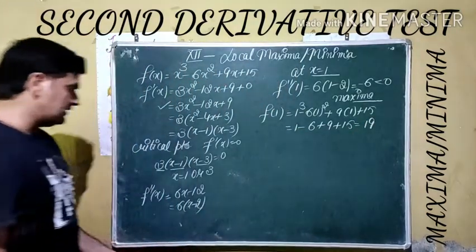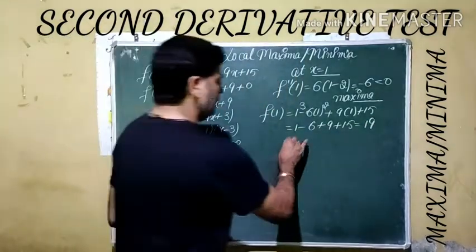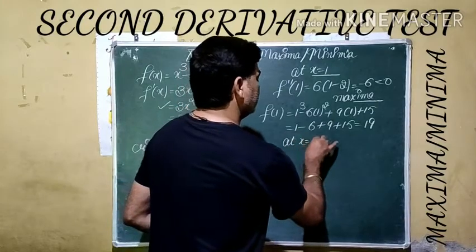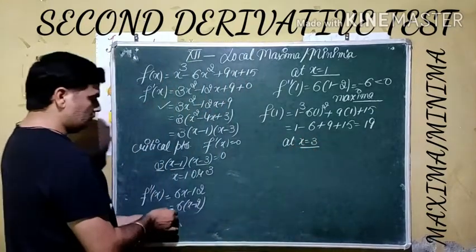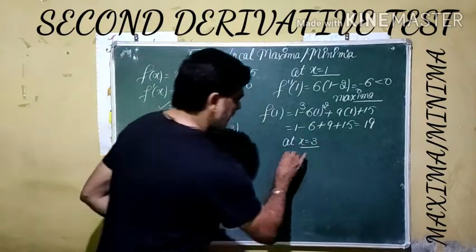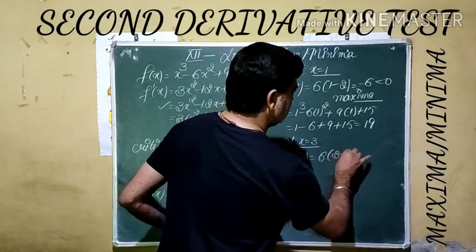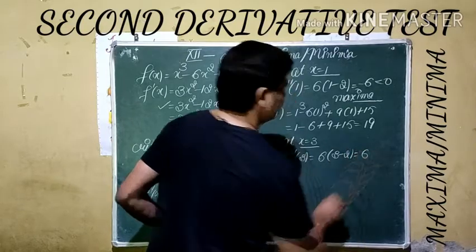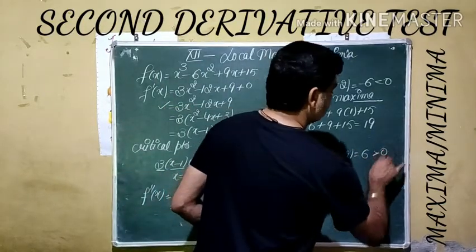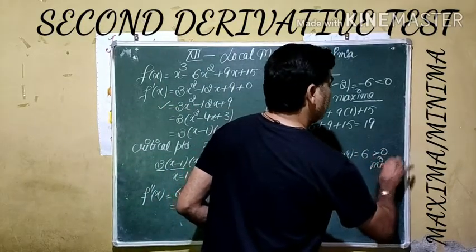Now we are moving towards the second critical point, which is 3. If we use it in the second derivative to test it, we get the second derivative at 3, given by 6 times (x minus 2). It becomes overall 6, which means it is positive. So it is a case of minima.